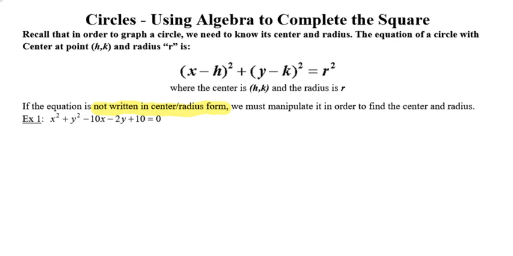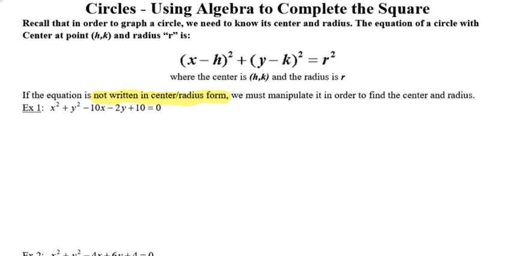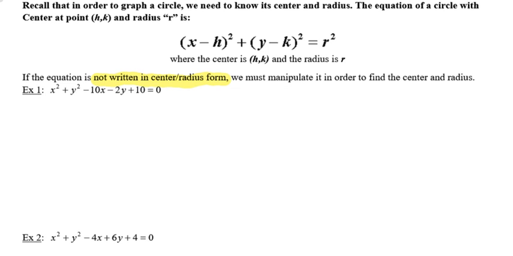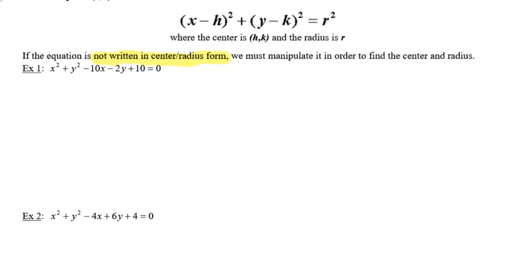Anytime I want to complete this process, which is called completing the square, I'm going to start by grouping terms that have an x in them together, terms that have a y in them together, and anybody that doesn't have either an x or a y, I'm going to add or subtract from both sides of the equation to move it over to the other side.